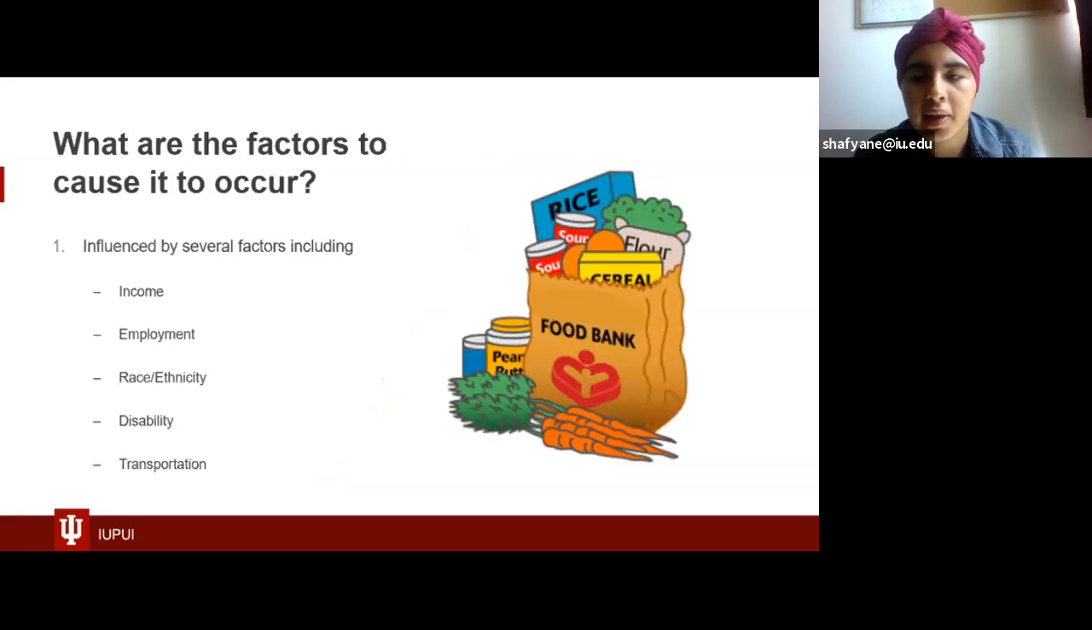There are a wide variety of factors that can cause food insecurity to occur. Some of these include, but are not limited to, income, employment, race and ethnicity, disability, and transportation. For people who are living in neighborhoods where transportation options are limited, the travel distance to stores becomes much longer, and it greatly limits access to supermarkets and the availability of adequate food sources.